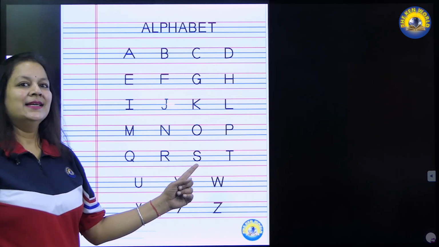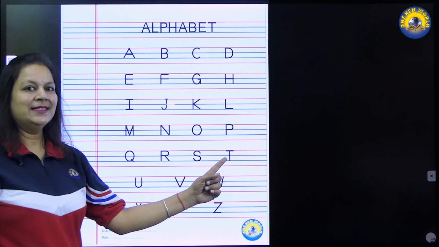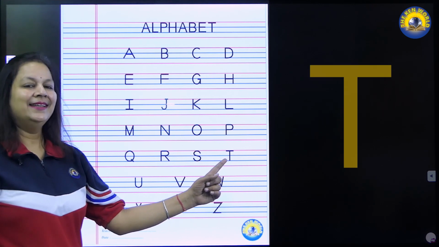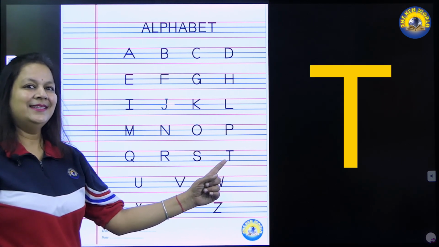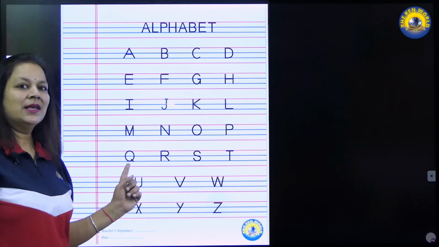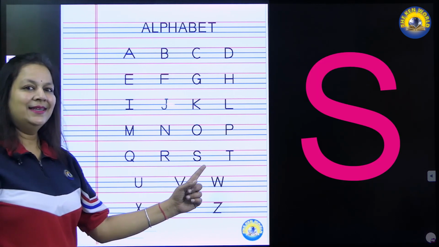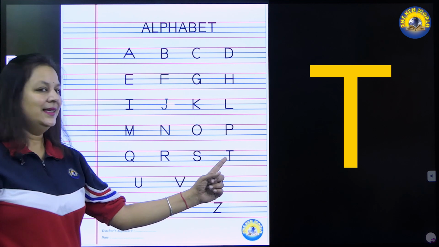S says S. S says S. After S, it's T. T says T. T says T. Let's revise. Q says Qu. R says R. S says S. T says T.